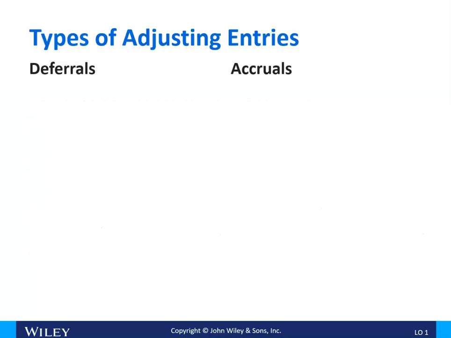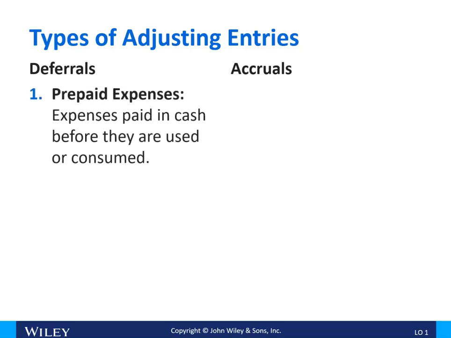There are 2 types of adjusting entries. There are deferrals and accruals. Okay, what are deferrals? A deferral can be a prepaid expense. That is expenses paid in cash before they are used or consumed. We talked briefly about that in chapter 2. We'll get more into what that is in this chapter and how you really calculate and look at those.